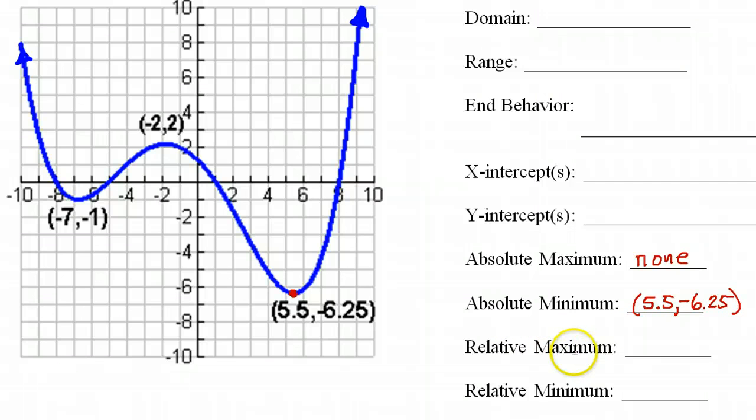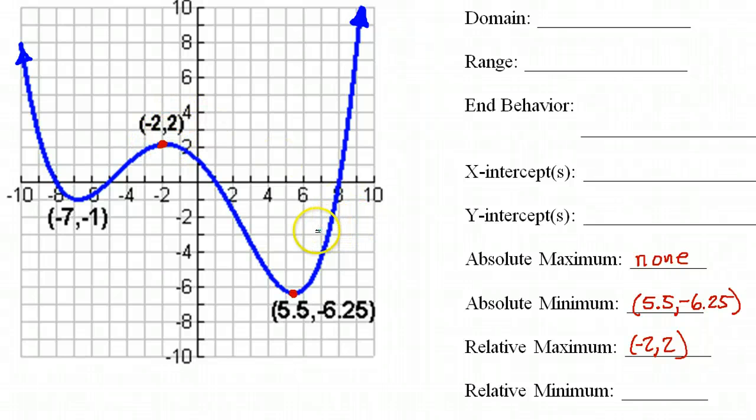Now, a relative maximum would be a point that is at the top of its own little hill, but is not the highest point on the overall graph. And I see a hill right here. So the point at the top of this hill would be a relative maximum, because it's at the top of its hill, but as you can see, it's not the highest point on the graph because it keeps going up on the ends. So we have a relative maximum at -2 comma 2 as labeled.